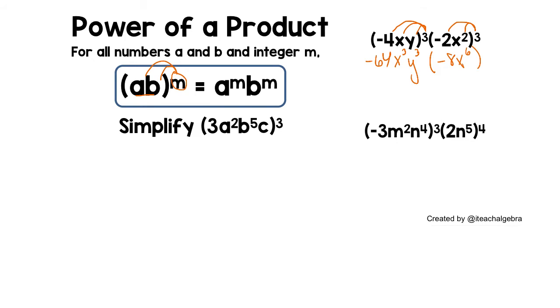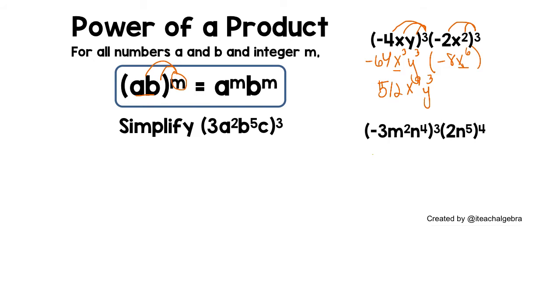Now I can multiply my bases. Negative 64 times negative 8 is positive 512. X cubed times x to the 6th. We add our exponents, x to the 9th, and then y cubed. Let's try the one below.